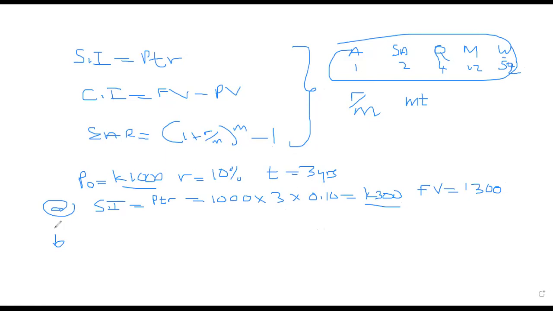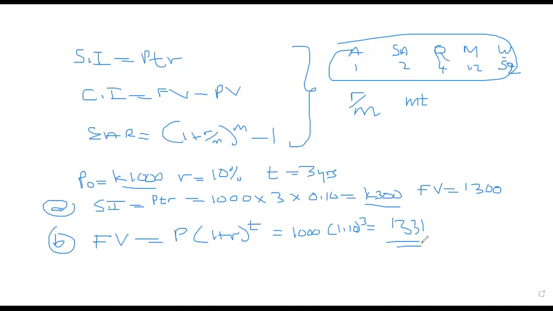Future value, on the other hand, is given by the formula present value times 1 plus R to the power T, if this is compounded annually. So the 1,000 kwacha, and here we have 1.10 to the power 3. When we compute that, we're going to get 1,331. So our future value, we expect to have 1,331, and the interest is 331.